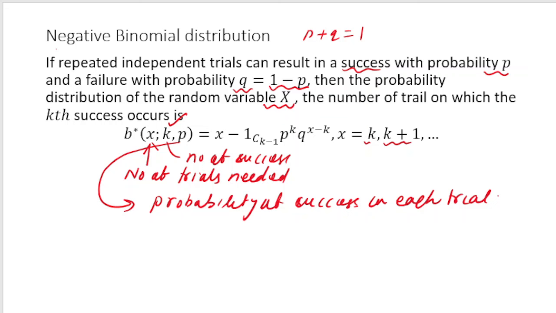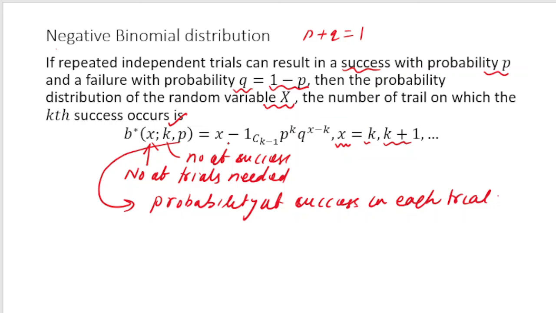The minimum number of trials you need is k, because how can you get k successes in fewer than k trials? To get k successes, you at least have to perform k trials. So the minimum value that this negative binomial random variable will take is k.